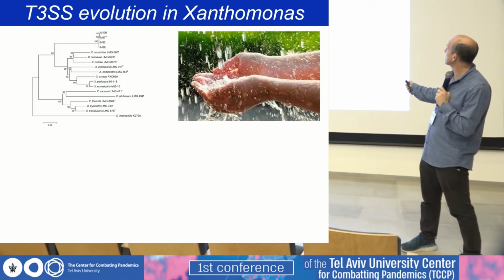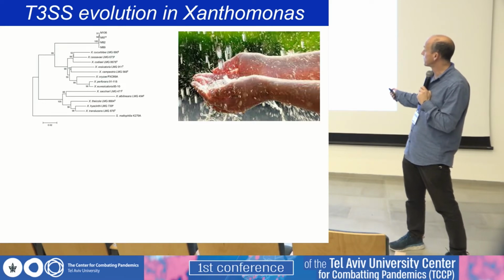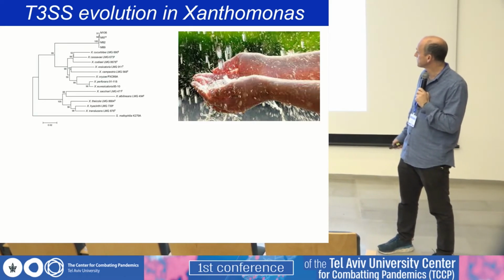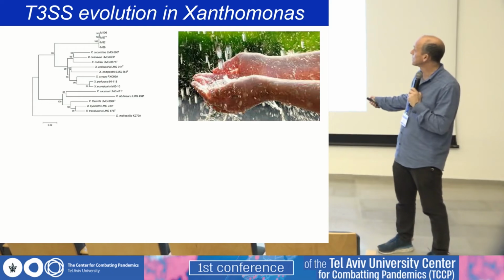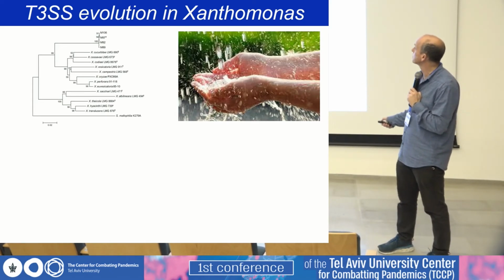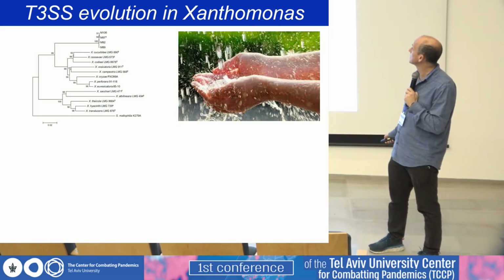Now, there are some environmental Xanthomonas that can be found in rainwater, and today, together with our collaborators in Alabama, we are trying to use phylogenetic methods and tools to predict effectors, to understand the evolution of the system, across over 1,000 genomes of Xanthomonas.